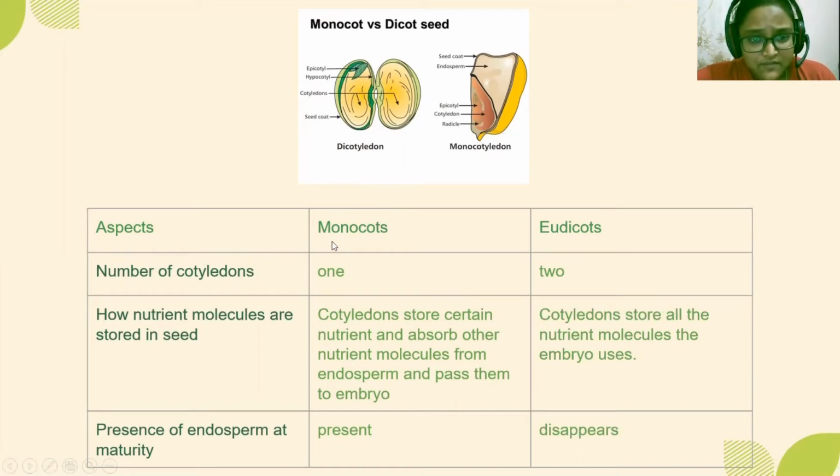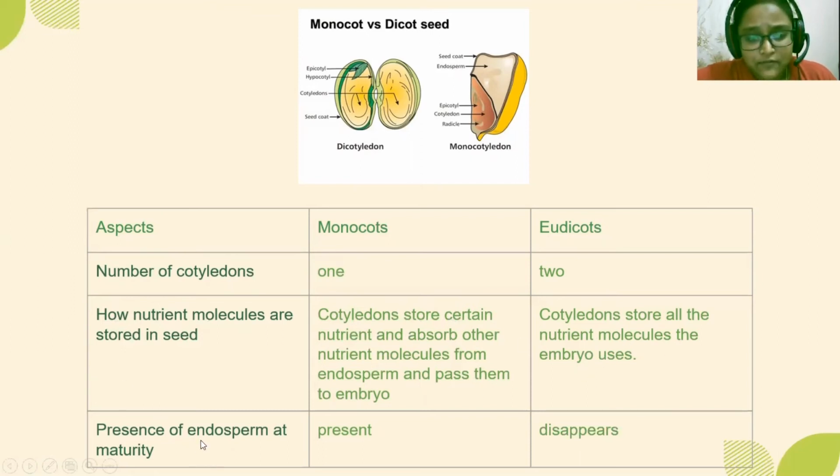The difference between these two is the number of cotyledons, where the monocots have only one cotyledon but the eudicots have two cotyledons. In terms of how nutrient molecules are stored in the seed, in monocots, cotyledons store only certain nutrients and absorb other nutrient molecules from the endosperm and pass them to the embryo. However, in eudicots, the cotyledons store all the nutrient molecules the embryo uses.